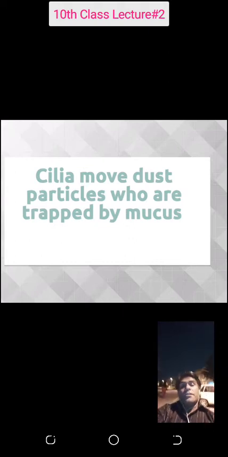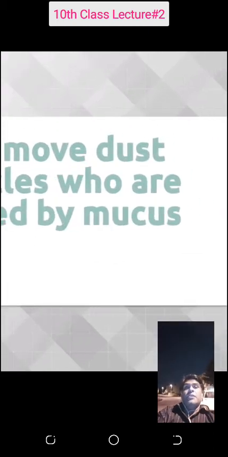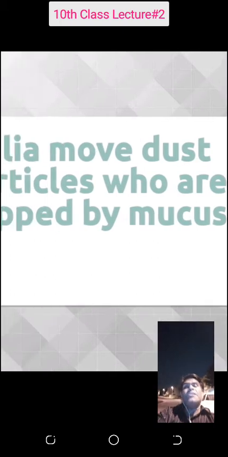The mucus glands which are situated in the trachea will secrete the mucus. I will name this gland once again, that is the mucus gland. If you are able to see it in the slide, mucus. The mucus gland will secrete the mucus. This is just a liquid, just like water in a glass.